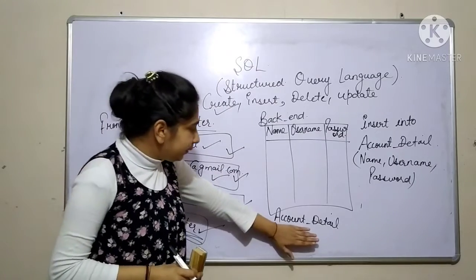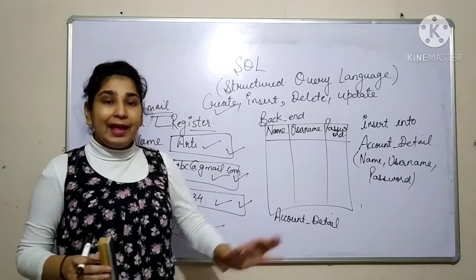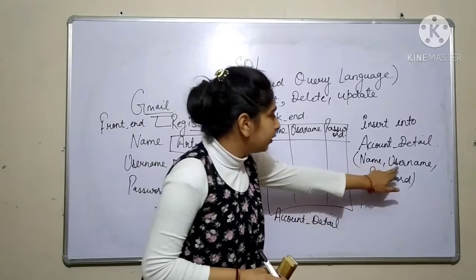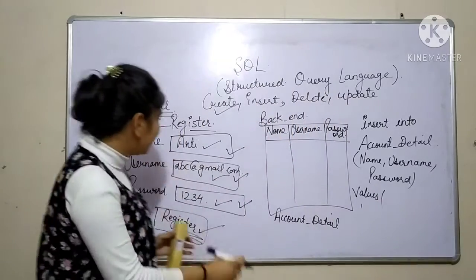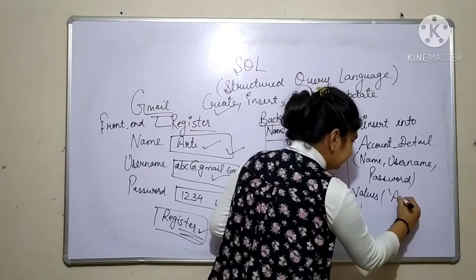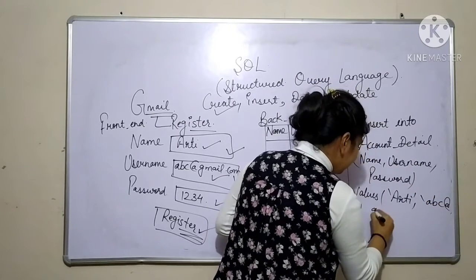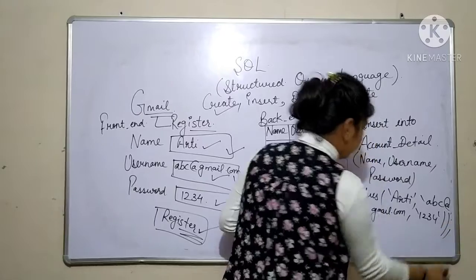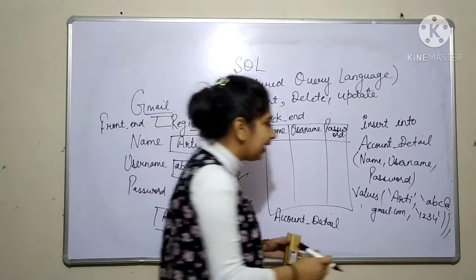What does it mean? We want to insert data into our table whose name is account detail. And in what order we want to insert the information? In this order of attributes. Okay, values. What values I want? These values. Okay, what is the name? Aarti. And what is the username? abc@gmail.com. And password is 1234. Okay, so this way we are going to insert our data.